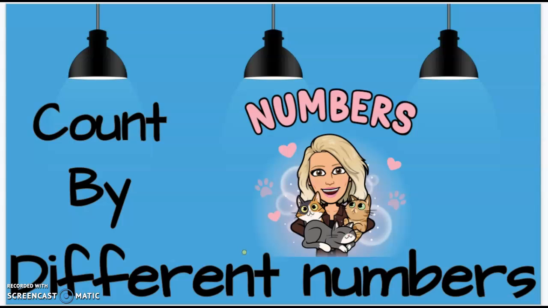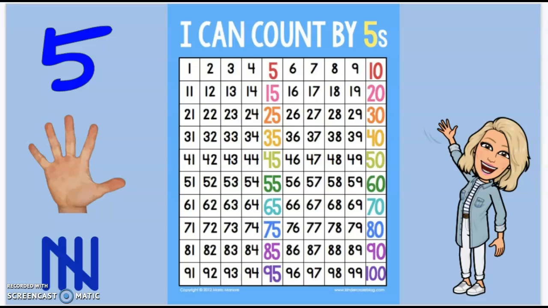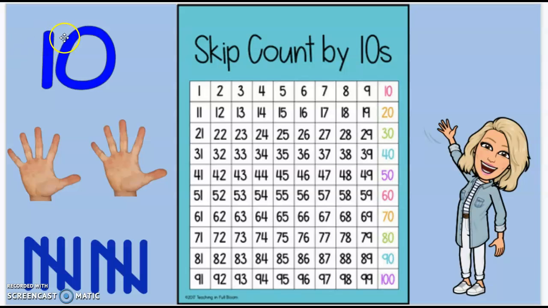Hey guys, we're going to count by different numbers today. So in the past, we learned about counting by fives. We said that it was like a little song: 5, 10, 15, 20, 25, 30, 35, 40, 45, 50, 55, 60, 65, 70, 75, 80, 85, 90, 95, 100. Counting by fives.